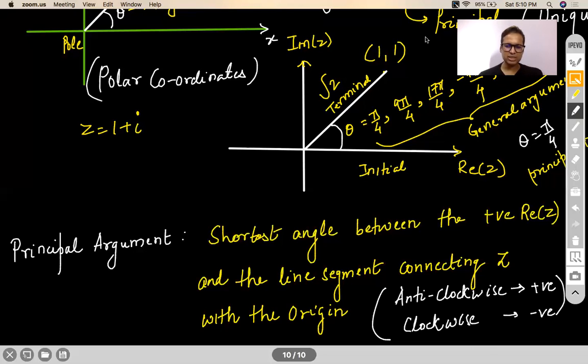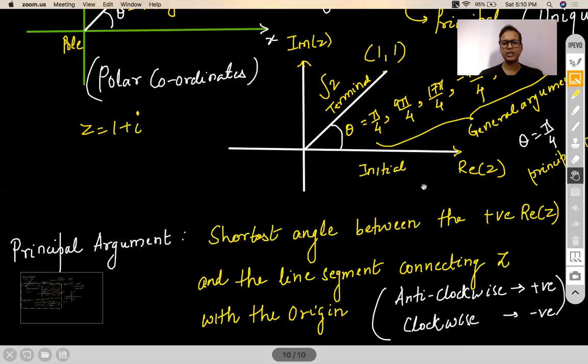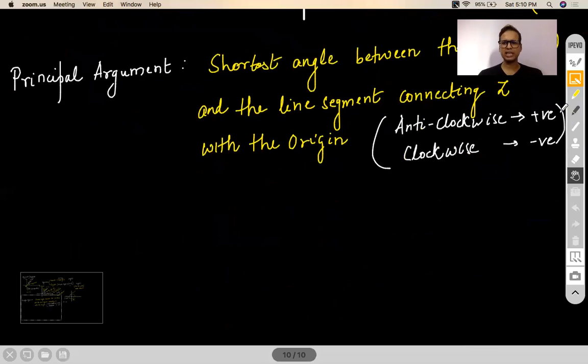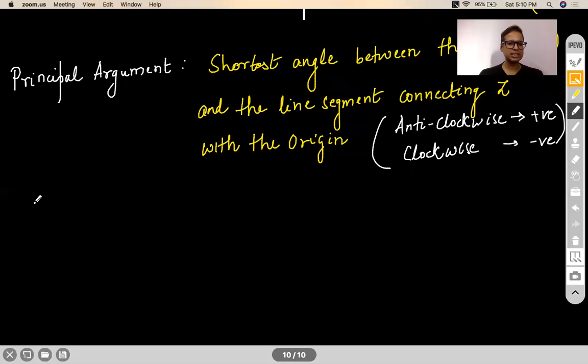We'll talk about it, Anurag. I've just started this discussion on argument. So we'll take some examples. It will make it very clear. I'll take several examples.